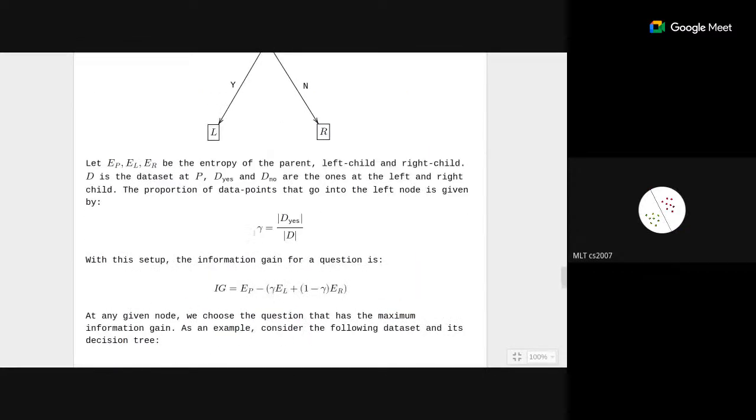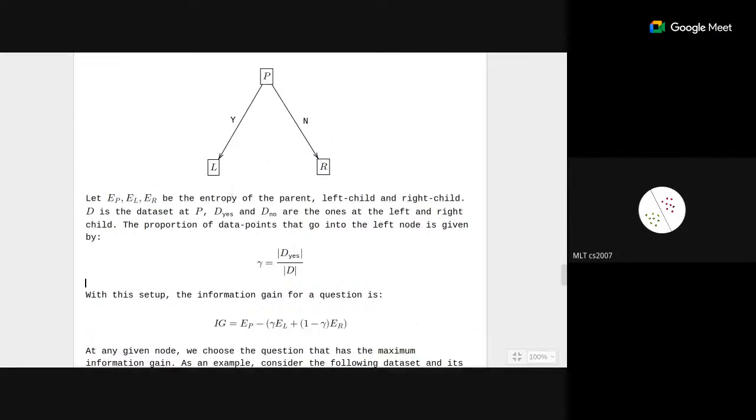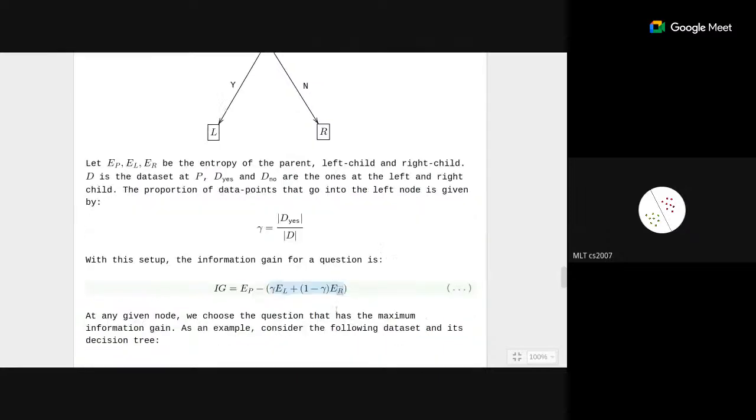Okay, so why do we need gamma? We need gamma because we need to take a weighted entropy. Calculating the entropy of each of the children is one thing, but how do you combine that to give a single number? This is what is called the weighted entropy of the children. Gamma is the weight for the left child, and 1 minus gamma is the weight for the right child.